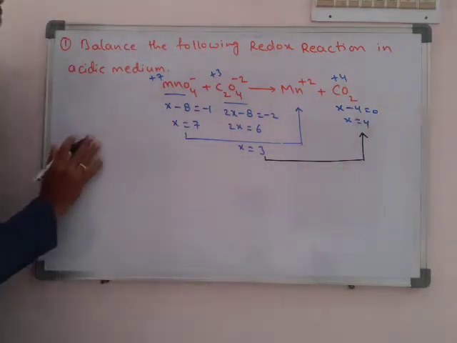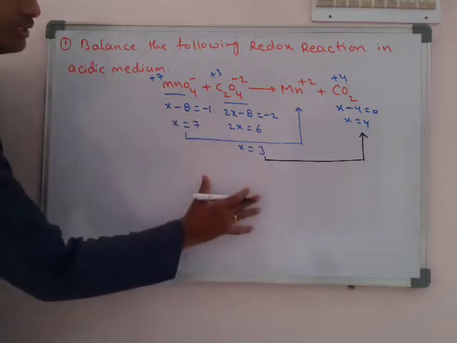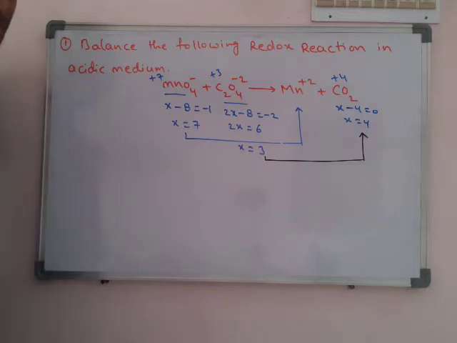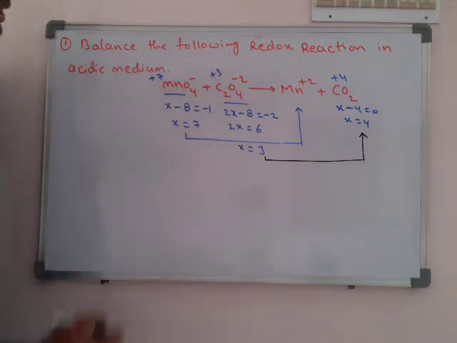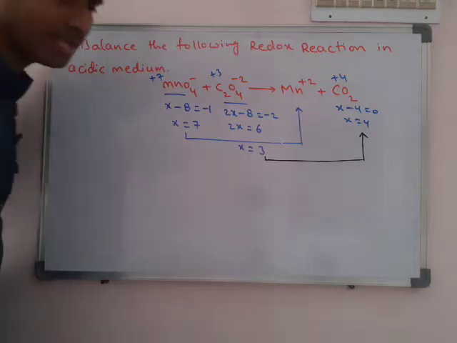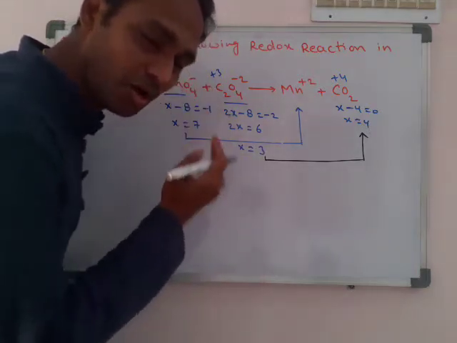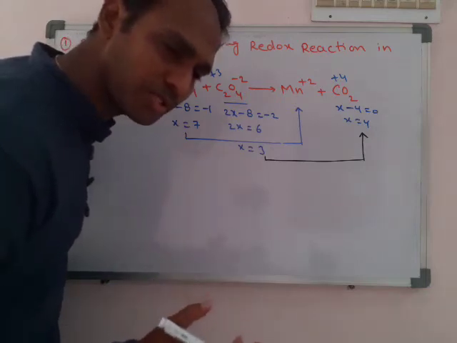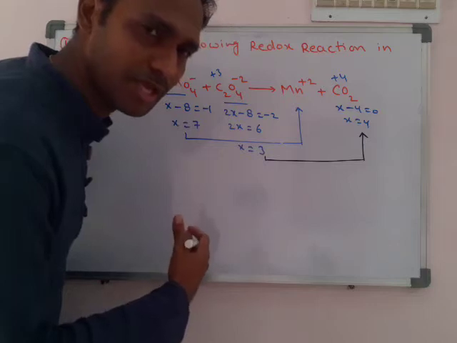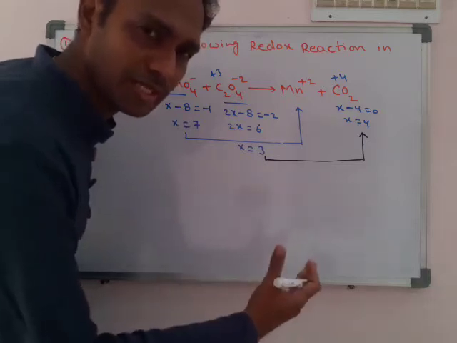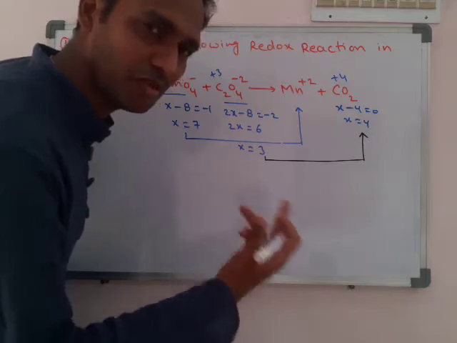Okay, now we have to balance the oxidation half reaction separately and the reduction half reaction separately, because this method, the ion electron method, is also known as the half reaction method. So why is it known as a half reaction method? Because we are splitting the equation into two parts, oxidation half reaction and reduction half reaction. After splitting into two parts, we balance them. After balancing, lastly we add them.